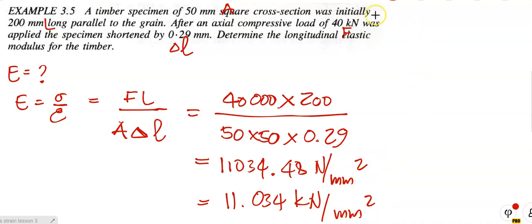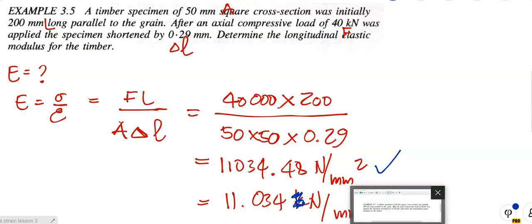Okay, but that answer and that answer is both correct. But if you write this answer as 11.034 newtons per millimeter squared, it will be wrong. So it's either 11,034.48 newtons per millimeter squared or 11.034 kilonewtons per millimeter squared.